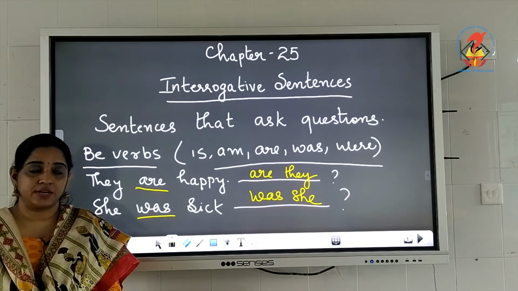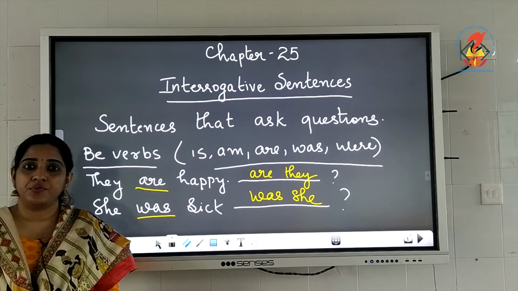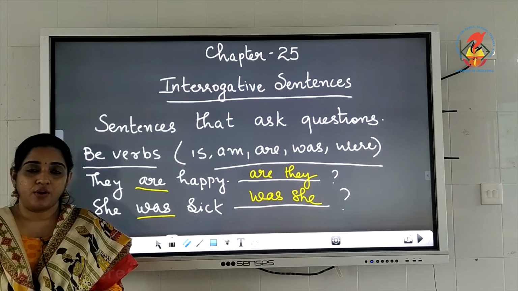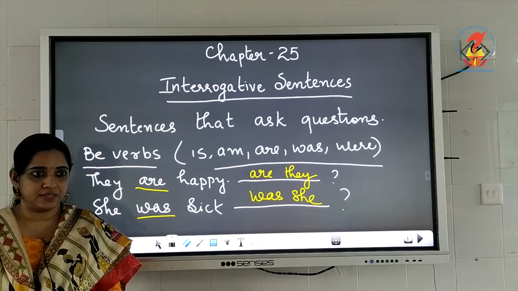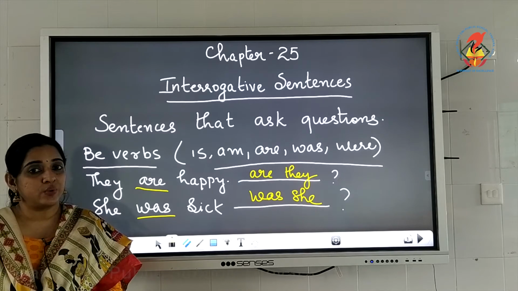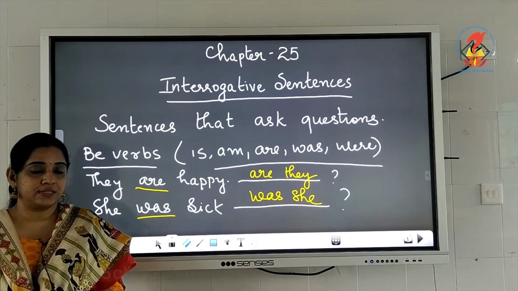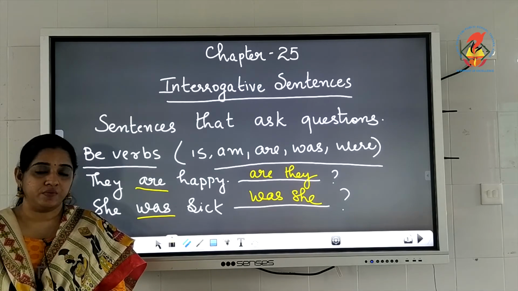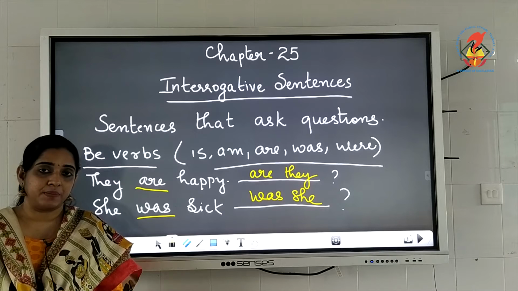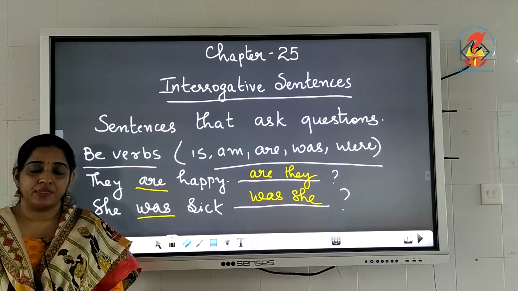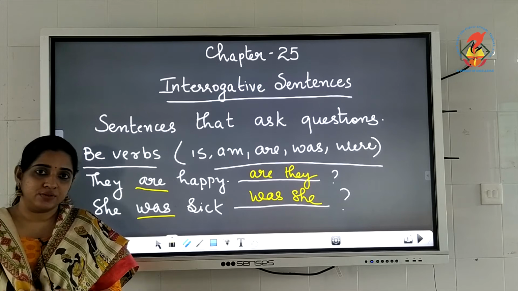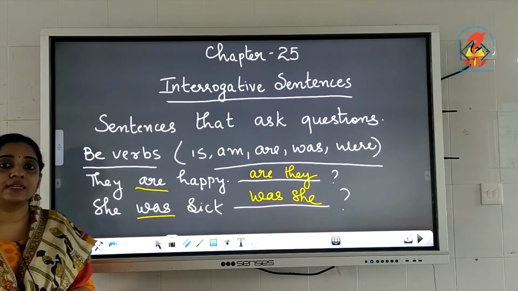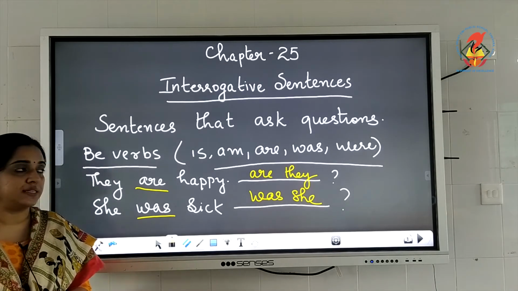Today we are going to study the 25th lesson of your grammar textbook, interrogative sentences. You already know what an interrogative sentence is, isn't it? A sentence which asks a question is called an interrogative sentence. So here we are going to study how to frame a question word in context, like in simple present, past tense, then using do and does, then using has, have and had.